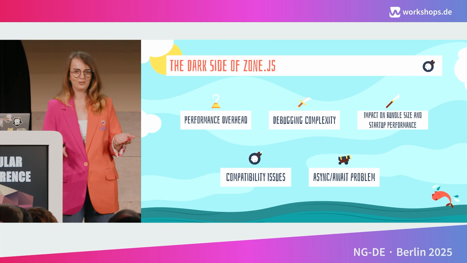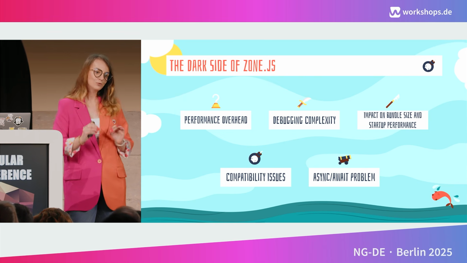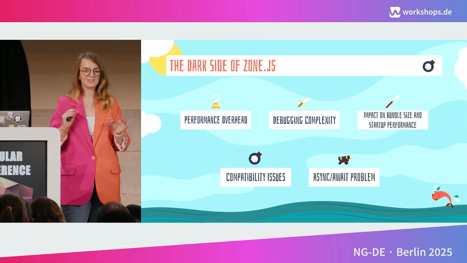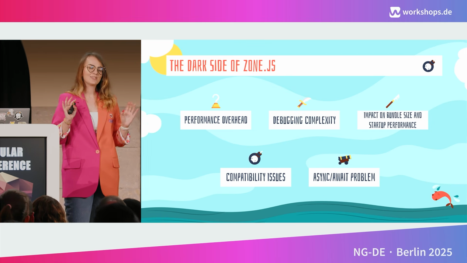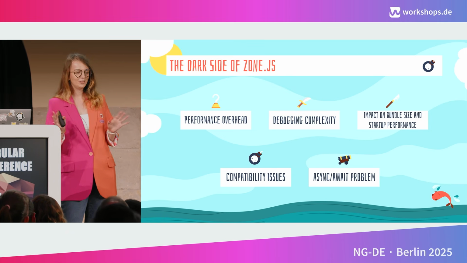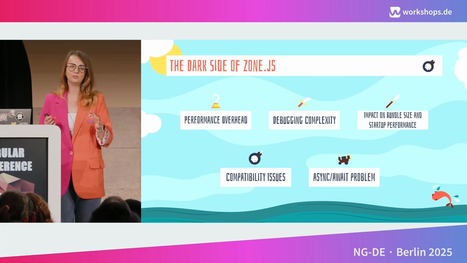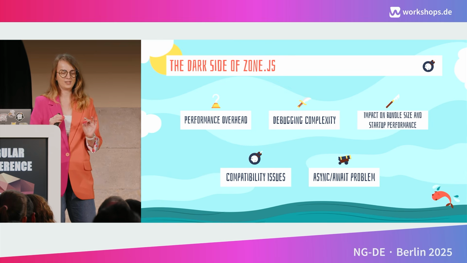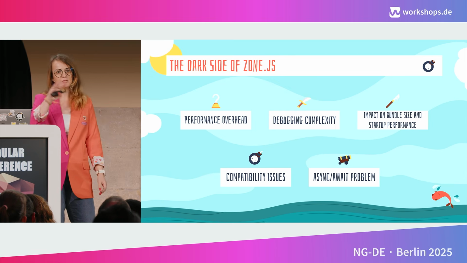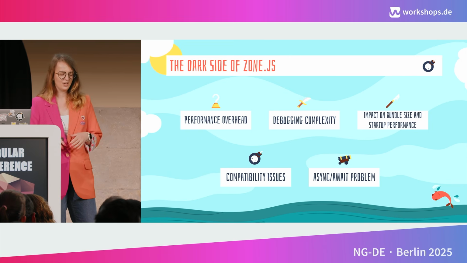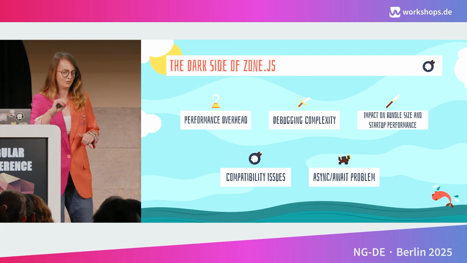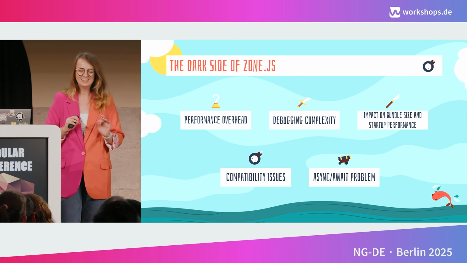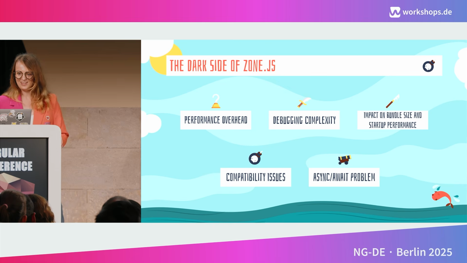Next, debugging complexity. And here I'm also pretty sure that you had this experience when you saw an error in the browser console and you just wanted to find where exactly the error occurred, where you should go to fix it. And you saw only Zone.js, Zone.js, Zone.js, Zone.js. And the same probably when you started debugging in the browser and jumped into the Zone.js files. It wasn't very nice.